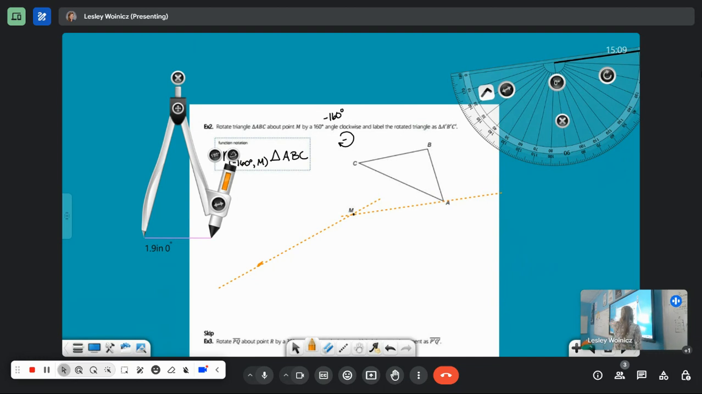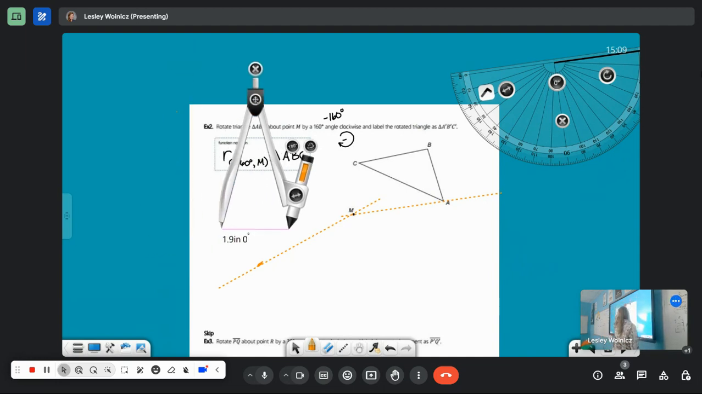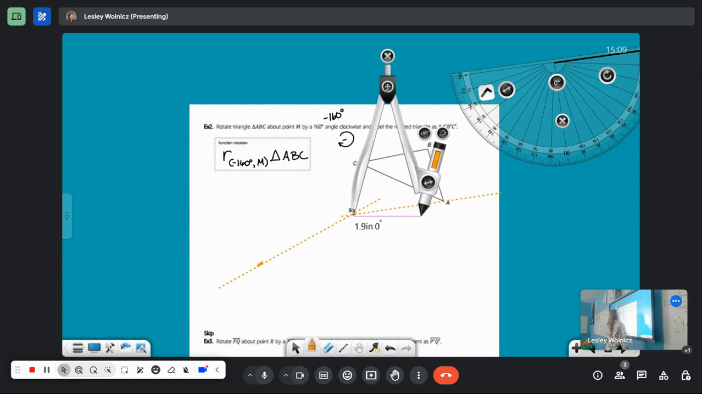Now I can't just put A prime anywhere on that auxiliary line. I have to make sure it's the same distance from the center of rotation as my original point A. Otherwise my figure will be distorted. I need to preserve all of my side lengths and all of my angles. So if I don't keep the same lengths, it's going to be bad. Okay? So I'm going to use my distance copier. I'm going to copy the distance from M to A.